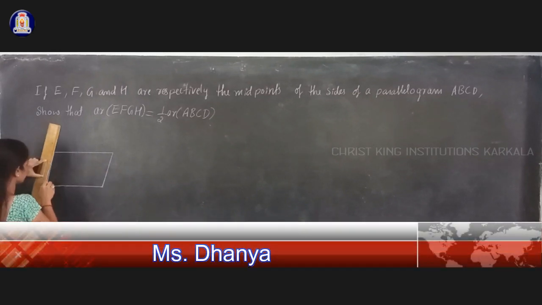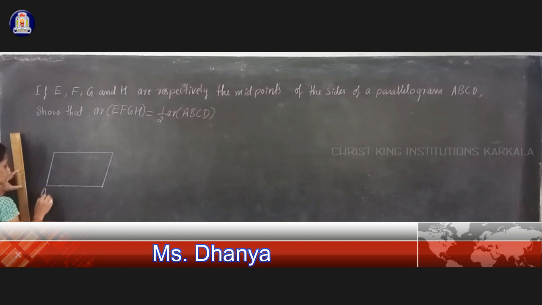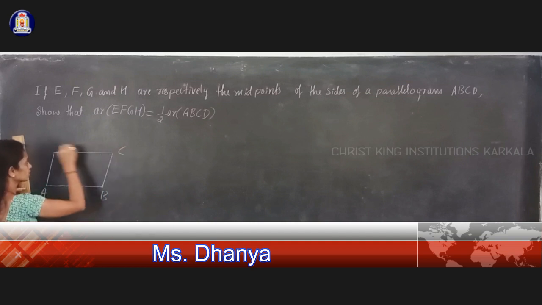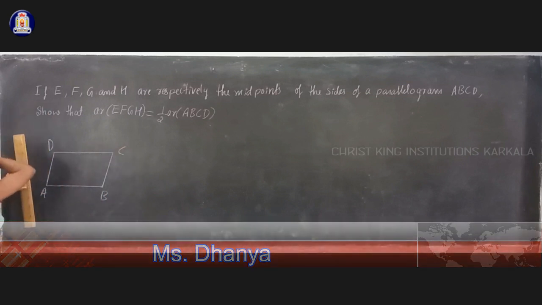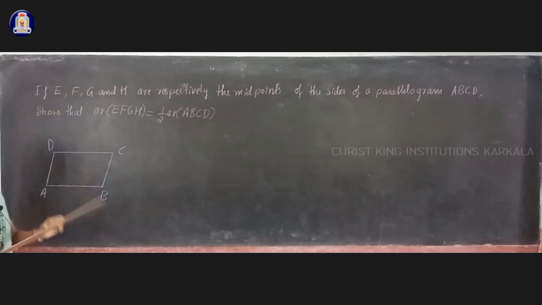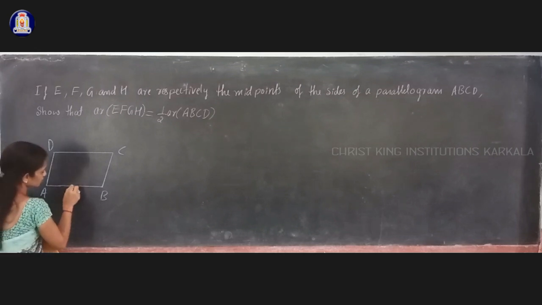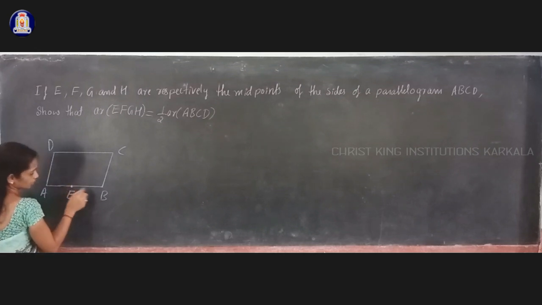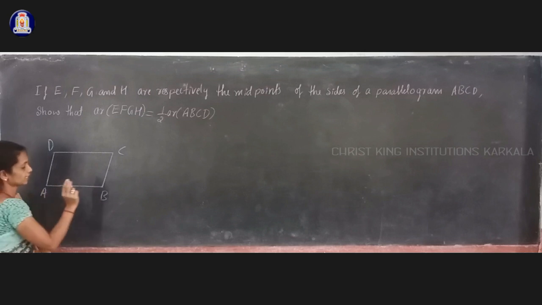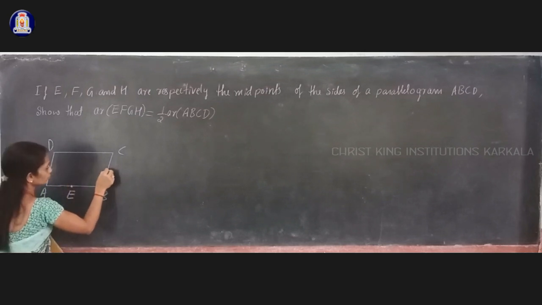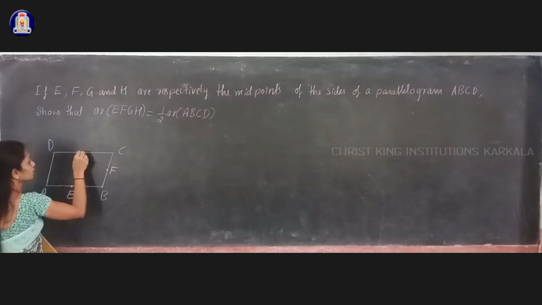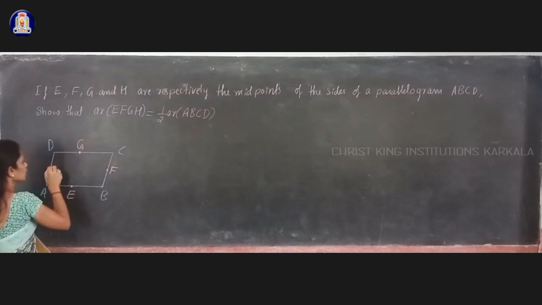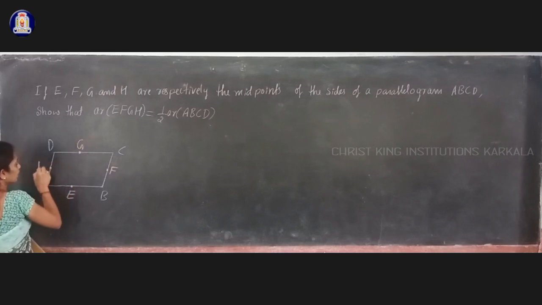Like this, take that as ABCD, and next you see that E, F, G and H are respectively the midpoints of the sides of this parallelogram. So you mark the midpoints of each side. I will take the first midpoint of the first side as E, then the midpoint of the second side as F, then the third side as G, and the last one as H.